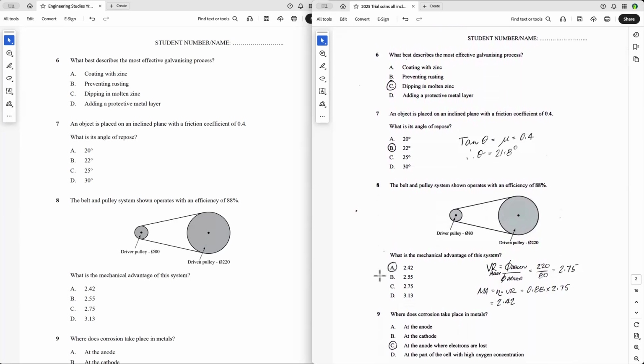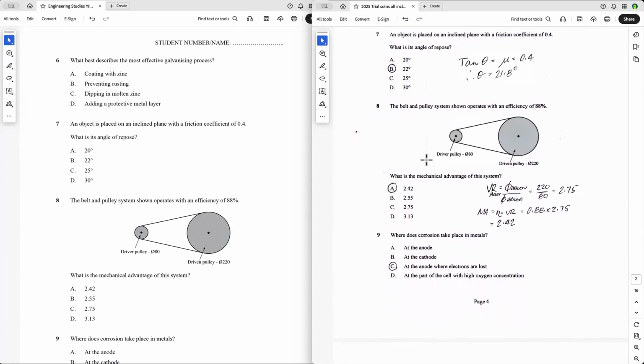Okay, question 6. Which best describes the most effective galvanizing process? By far the most effective is dipping in molten zinc because you get an intermolecular bond to the zinc layer. Question 7, an object is placed on an inclined plane with a friction coefficient of 0.4. What's the angle of repose? Of course, the angle of repose, the tangent of the angle is equal to the coefficient of friction, and inverse tan, so you get 21.8 and 22 is the correct answer there.